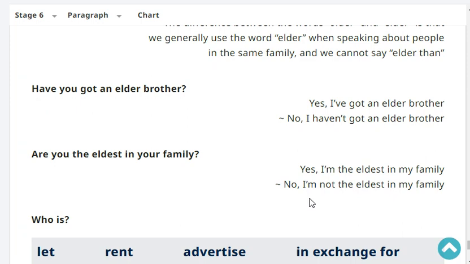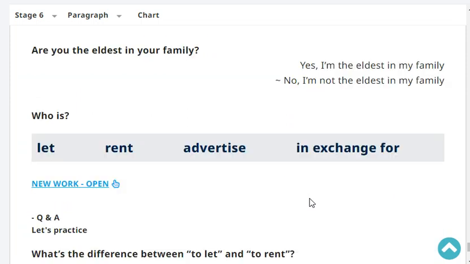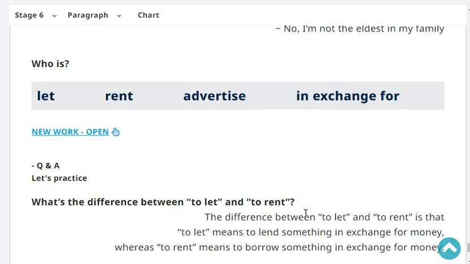Are you the eldest in your family? Yes or no? No, I'm not the eldest in my family. Who is the eldest in your family? My brother is the eldest in my family. Very good. Next, repeat.